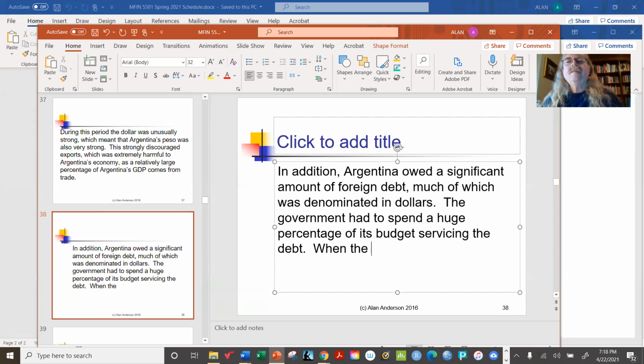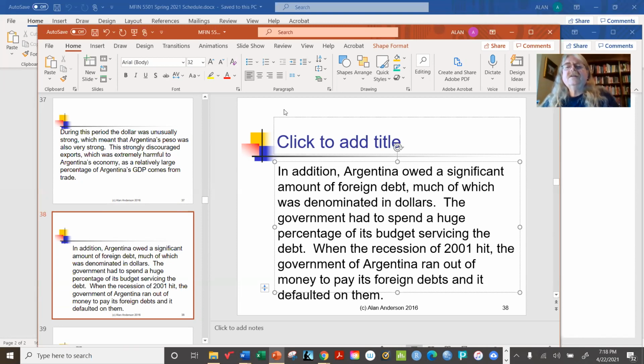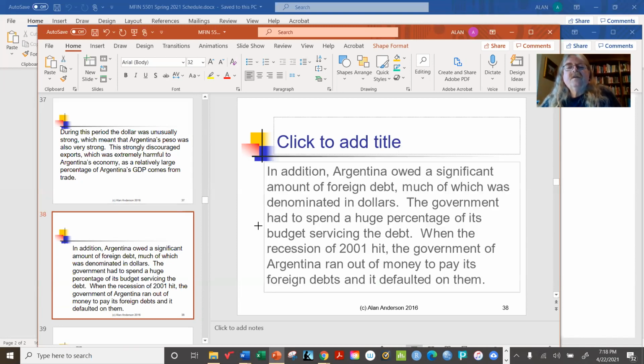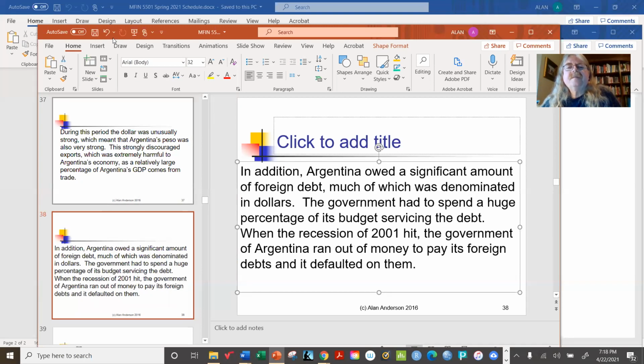When the recession of 2001 hit, the government of Argentina ran out of money to pay its foreign debts, and it defaulted on them. Now, that's a disaster for a country. I mean, it's a disaster for anyone when you suddenly find yourself unable to pay your debts.